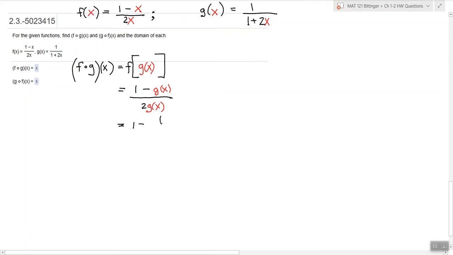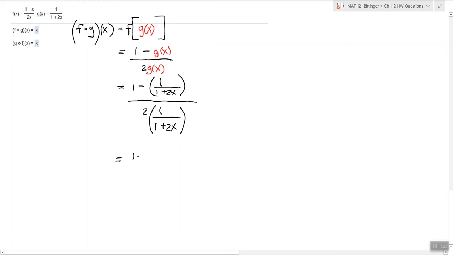And that is going to give me 1 minus 1 all over 1 plus 2x, and I'm going to put that in parentheses, all over 2 times 1 over 1 plus 2x, so I'm going to put that in parentheses. And now I'm going to have to deal with the numerator and the denominator separately. In the numerator then, I have 1 plus 2x, because I'm going to get this all over the same denominator, subtract 1, all over the denominator, 1 plus 2x, and in the bottom I have 2, I'm going to make that a quantity, all over the denominator, 1 plus 2x.